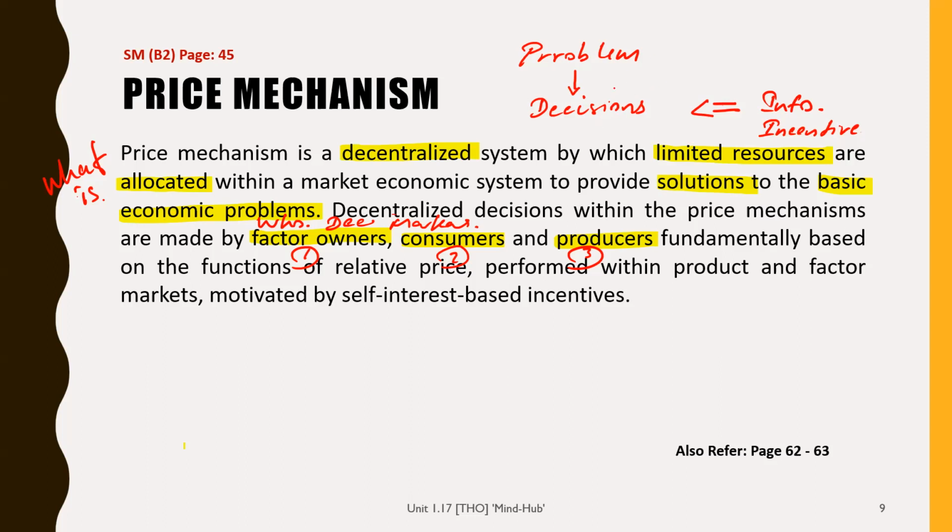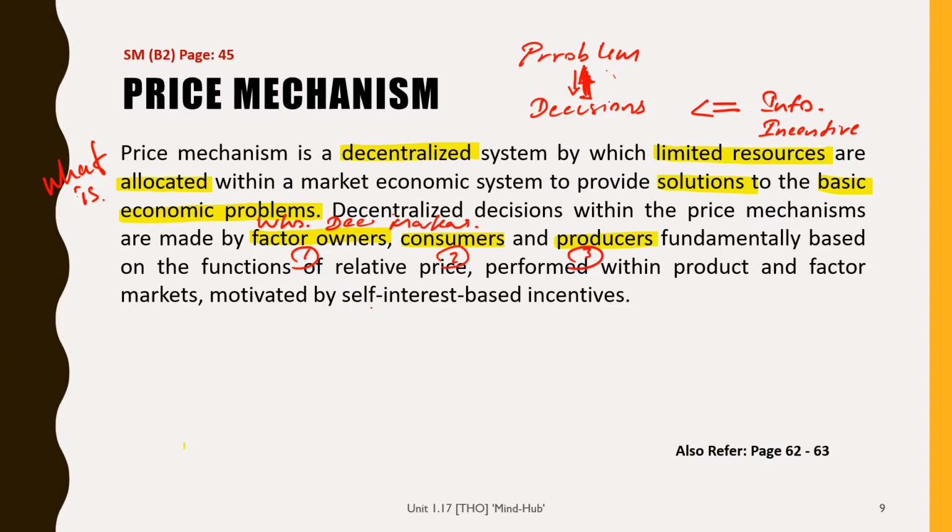So this arrow ideally should go the other way: you solve problems by making decisions. Now these parties, factor owners, consumers, and producers, need to make decisions. Only then can they allocate their resources and solve basic economic problems. To do that, they need information and incentive. There needs to be some way for them to get this information.